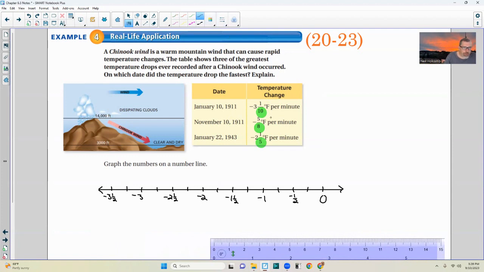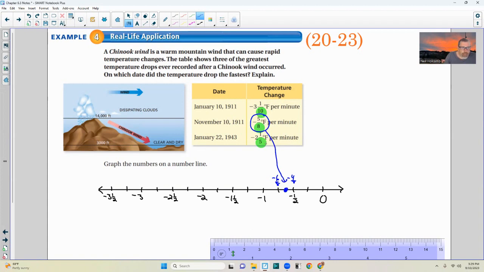And what I want to do is graph these. So here is negative 5/8. Let's do this one first because there's no numbers in front. There's no integers. So it's between 0 and negative 1. Well, negative 1/2 is negative 4/8. So negative 5/8 is going to be right here because negative 6/8 is 3/4.